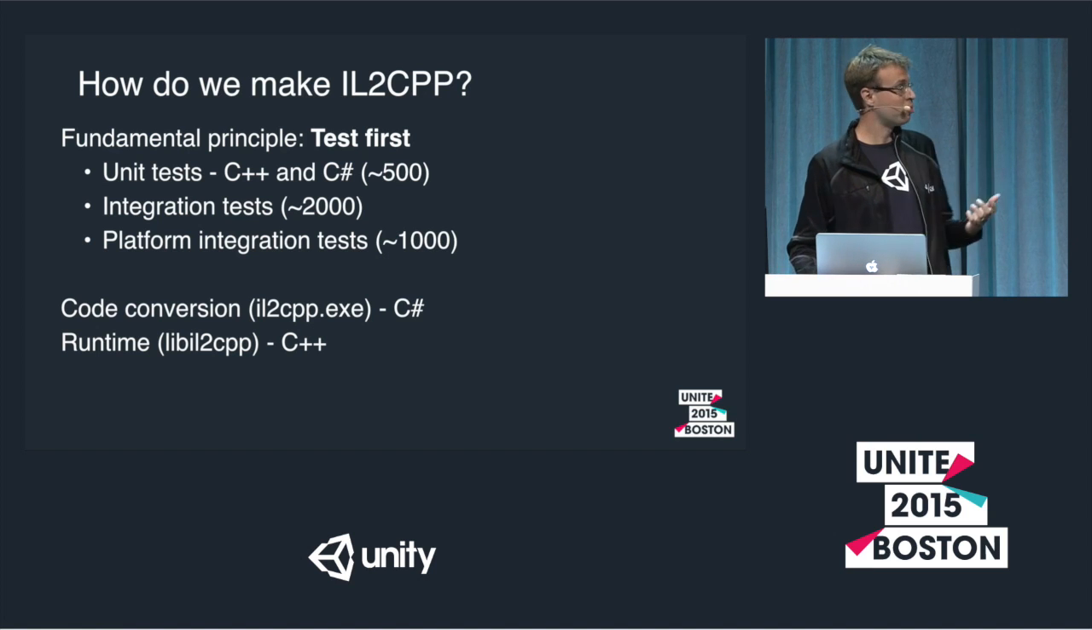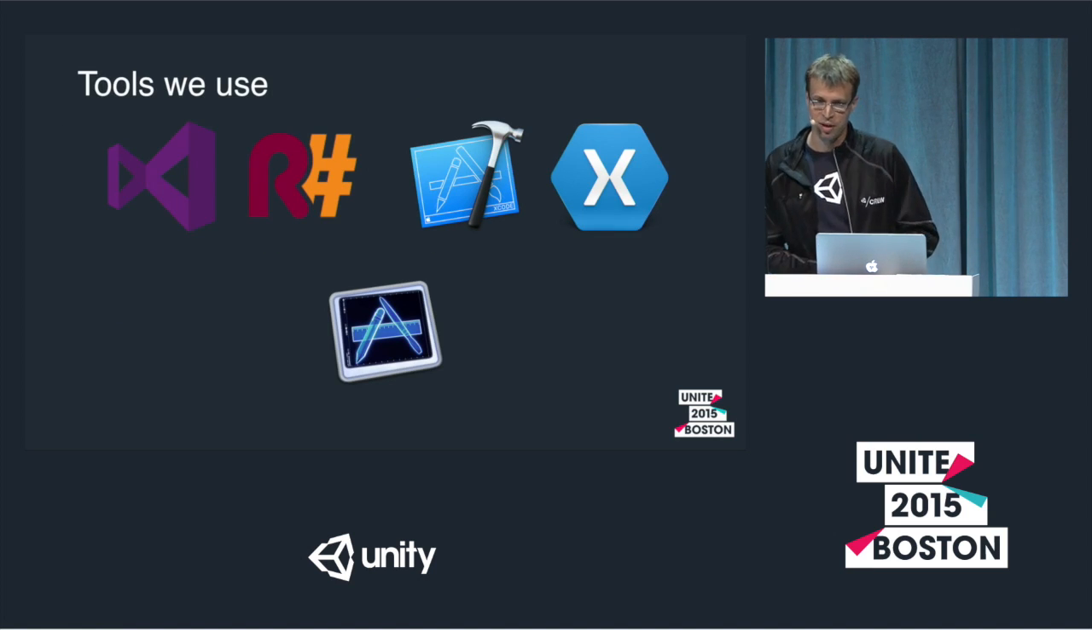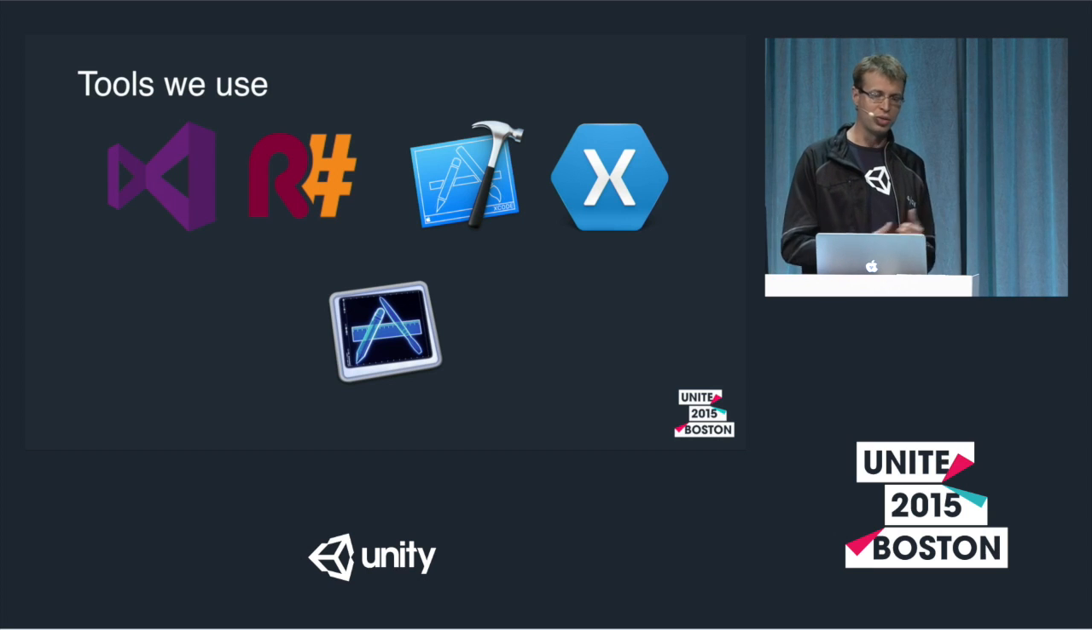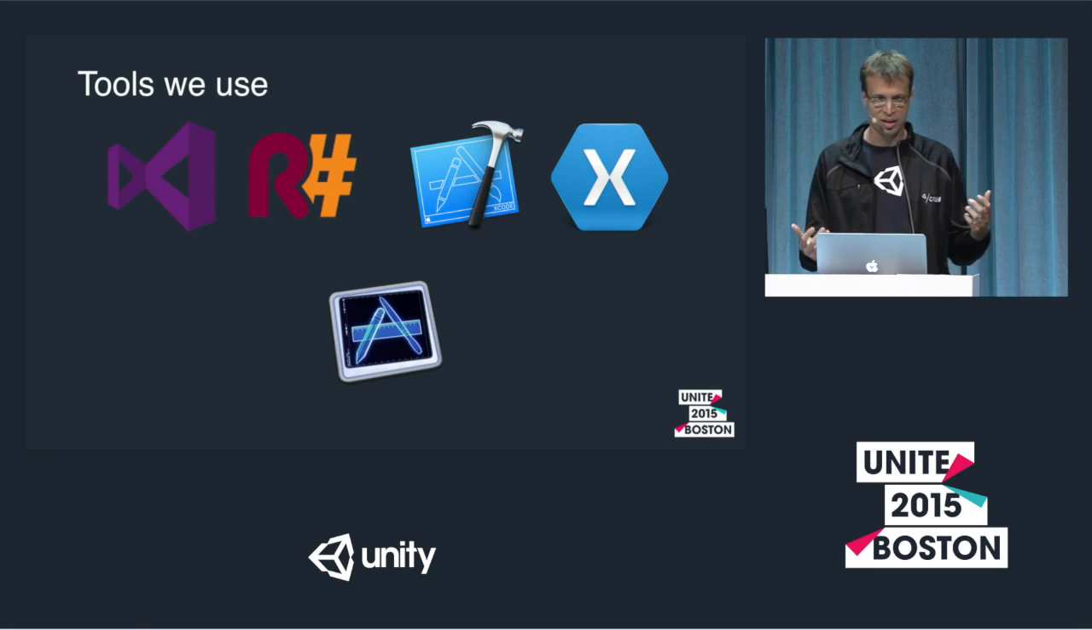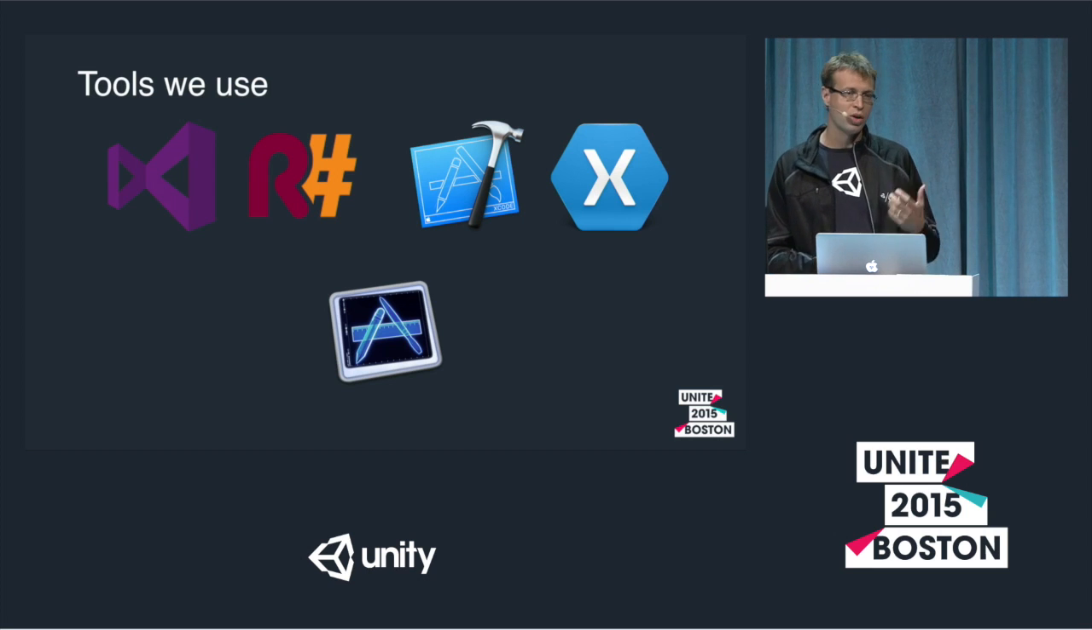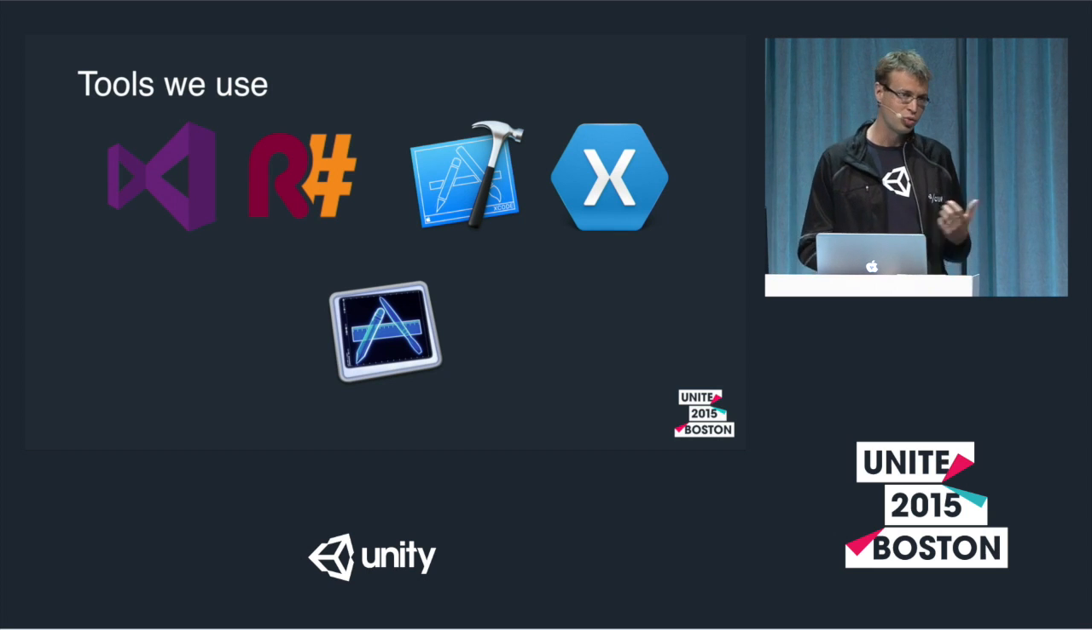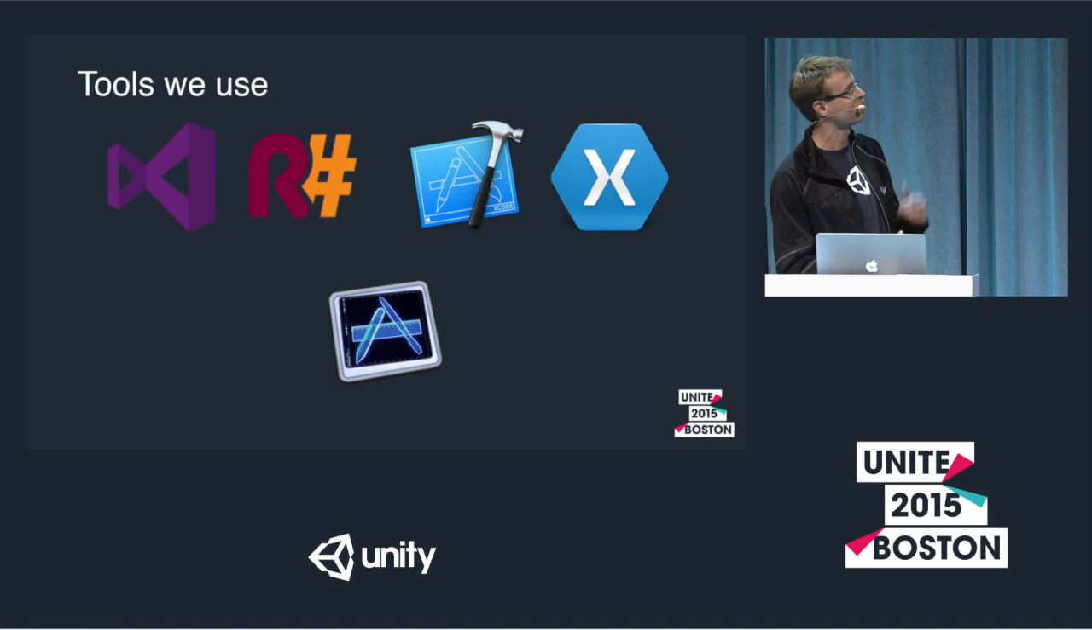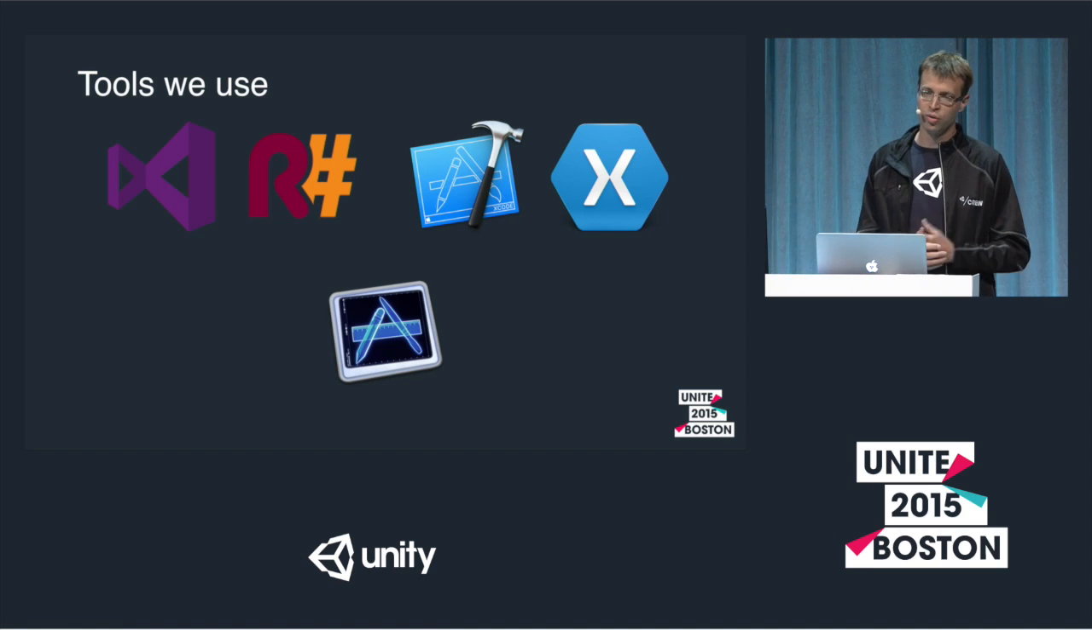But in addition to shipping on multiple platforms, we also develop on multiple platforms. So we use Visual Studio and ReSharper on Windows. We really like C# at Unity, if you haven't noticed. We really like ReSharper. All of those tests run inside an NUnit test runner. So ReSharper's integration is really nice. On OS X, we make use of Xamarin Studio and Xcode.